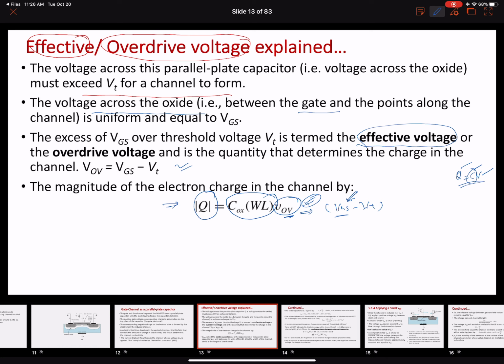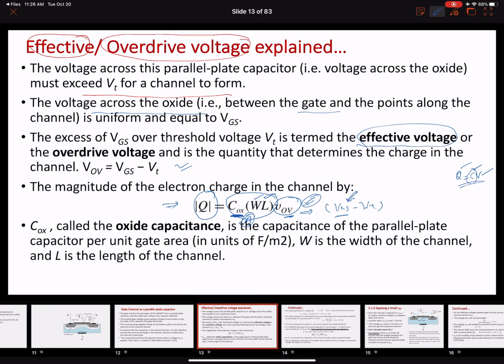And specifically over here, the Cox. So what is the Cox? This Cox is the capacitance of the oxide layer per unit area. And this area is the cross-sectional area of the oxide or the channel over here, which is the width of the channel and the length of the channel.